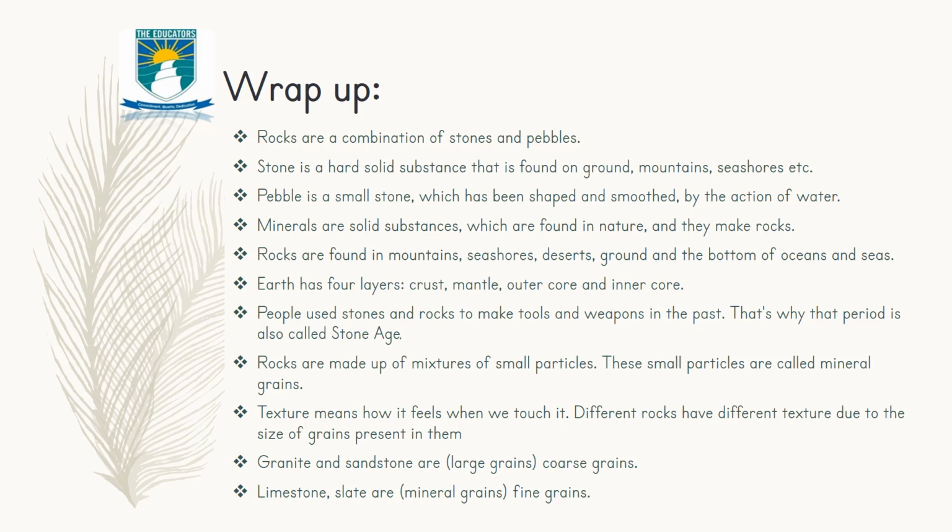Rocks are made up of mixtures of small particles. These small particles are called mineral grains. Texture means how it feels when we touch it. Different rocks have different texture due to the size of grains present in them. Granite and sandstone have large or coarse grains. Limestone and slate have fine grains.